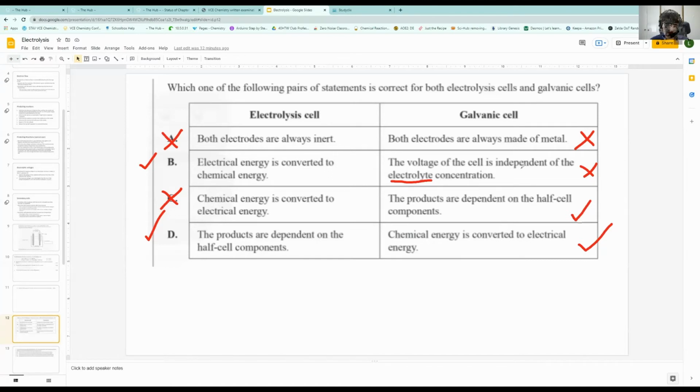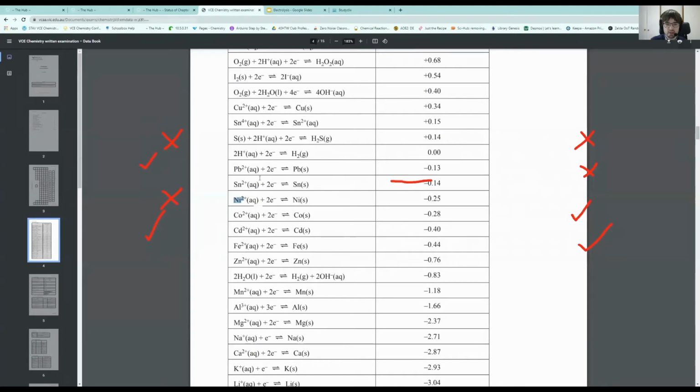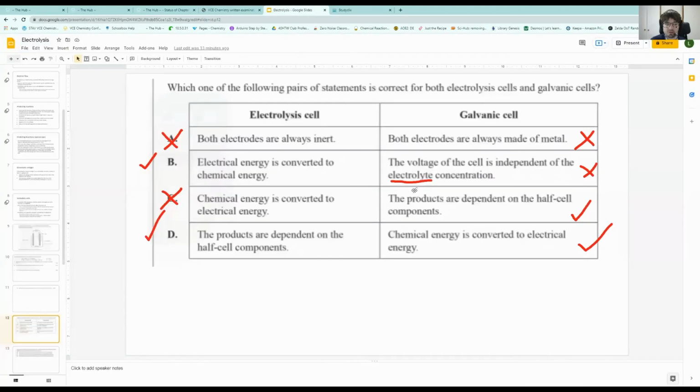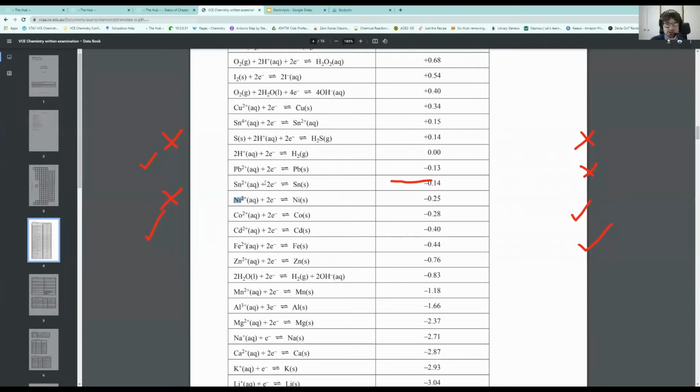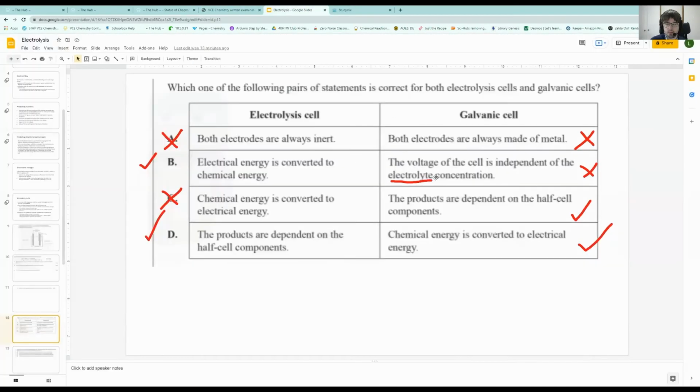Voltage of the cell. Oh, I think I read that as dependent, and I was like, that actually sounds kind of correct. Yeah, the concentration of the electrolytes, so the things in the aqueous parts here, is going to change the voltage, as we said before. If you change the concentration of a reactant, then it will change the voltage. So therefore, the voltage of the cell is not independent. So it's dependent on the electrolyte concentration. There you go. That makes sense?